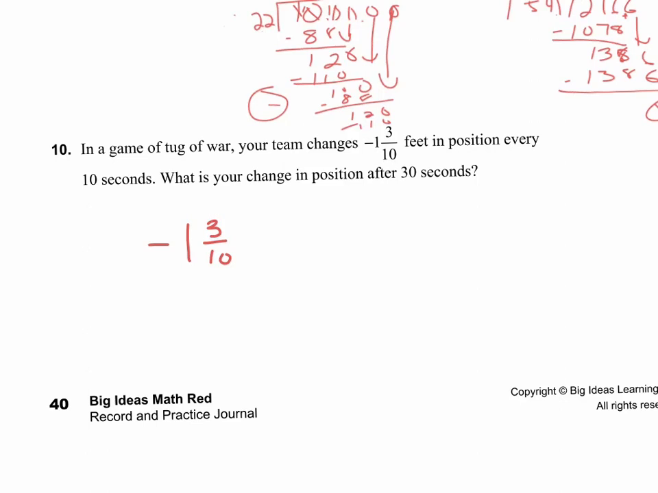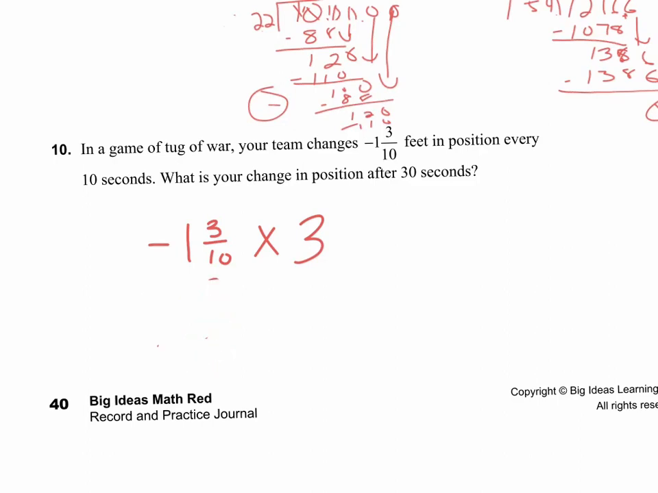So first 10 seconds, -1 and 3/10. Second 10 seconds, -1 and 3/10. Third 10 seconds, -1 and 3/10. And then you combine all of them. Okay, but the easier way is, what are we really doing? Multiplication. So we're multiplying by 3. Okay, so if we're multiplying by 3, we just go ahead and step through that process.